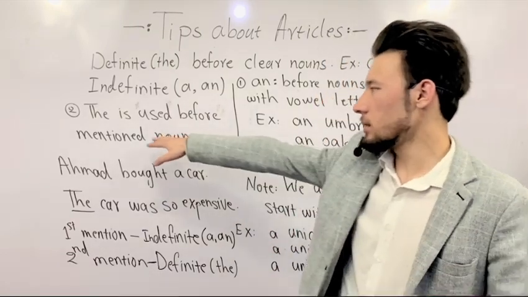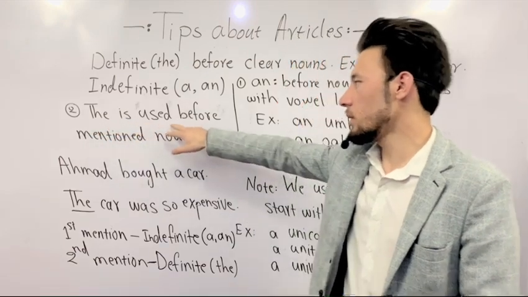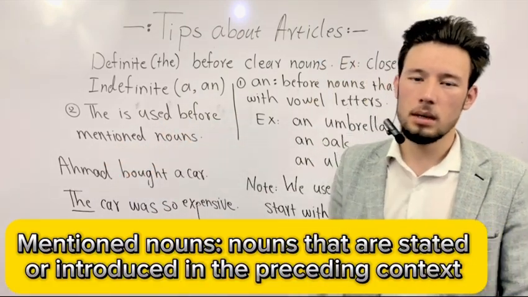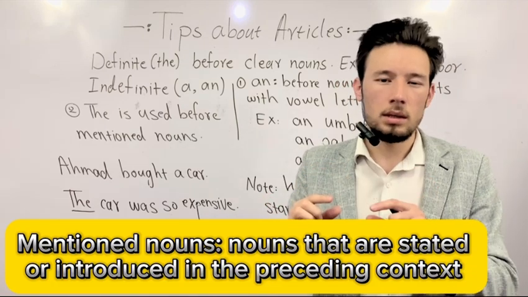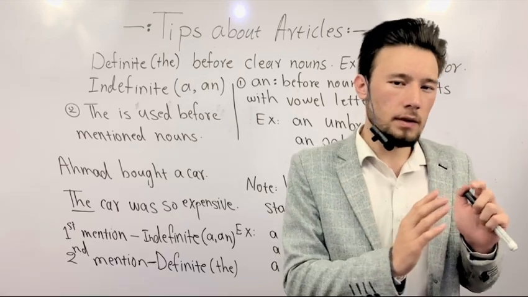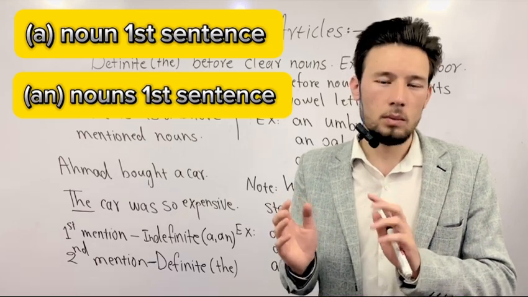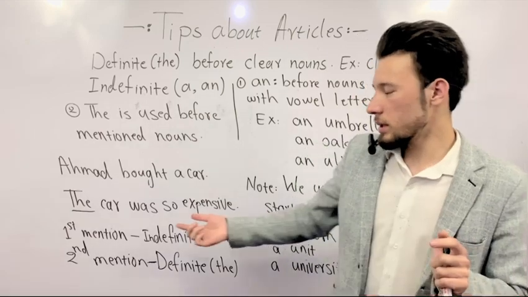So tip number 2 is on the definite article "the." The definite article "the" is used before previously mentioned nouns. Imagine there are two sentences and one noun is mentioned in both sentences. In the first sentence, we use the indefinite article "a" or "an." It depends on the noun, whether it starts with a vowel or a consonant. We use the indefinite article "a."